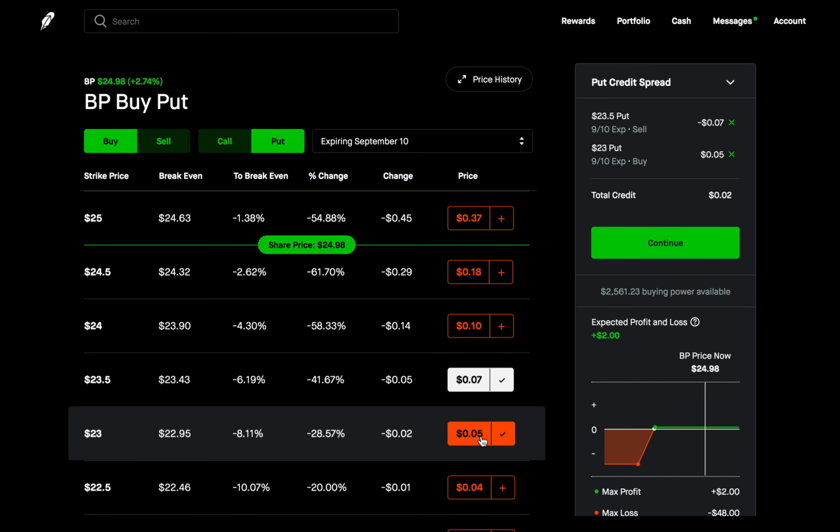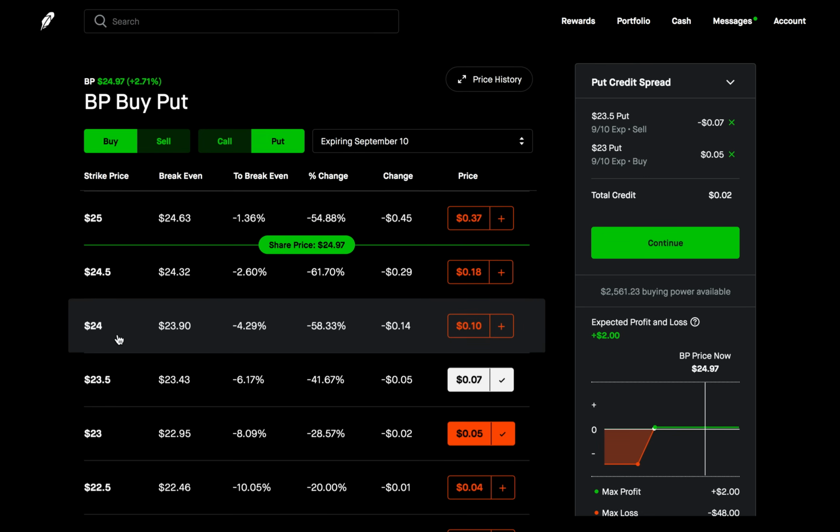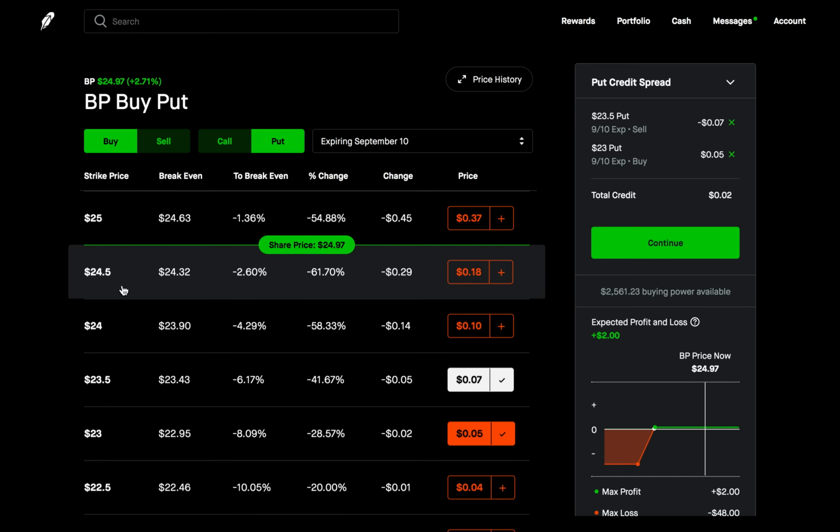Now the last step, you go back to the puts that you sold. What you want to do is go up one strike, which would be the $24 strike. You want to skip this, go up to the next one, $24.50, and buy this one. So we're going to buy this put, pay 18 cents per share, or $18 for this contract.